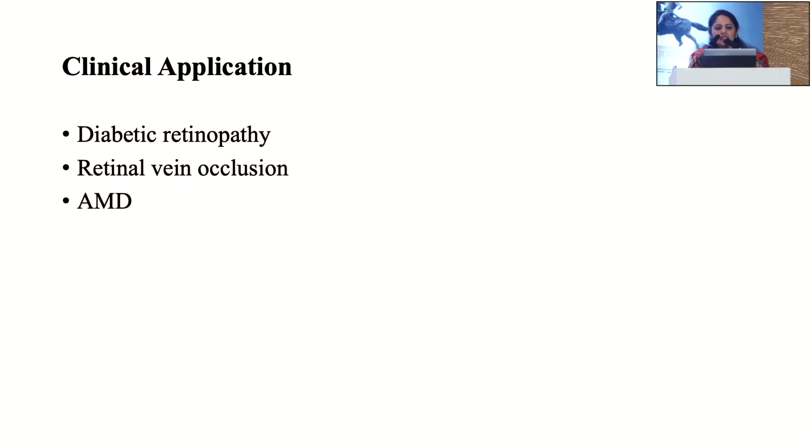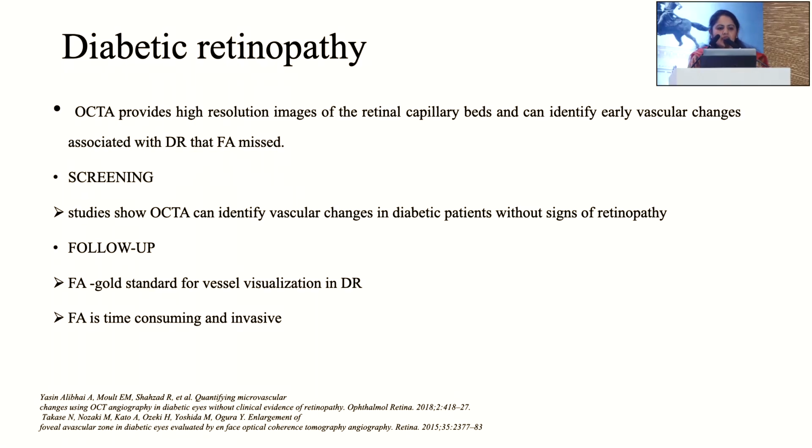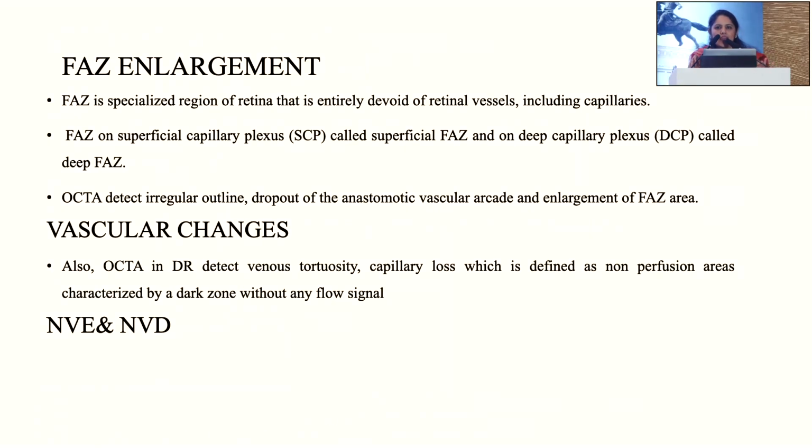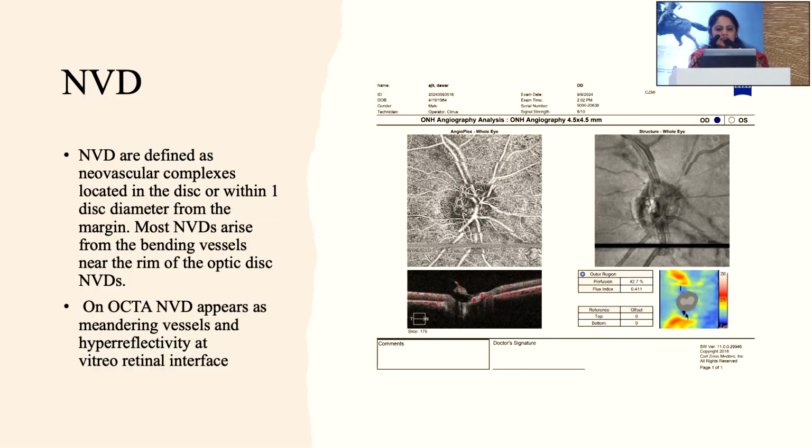Now, where do we clinically use OCTA? It can be used in diabetic retinopathy, retinal vein occlusions, and AMD. Now, how is it used? OCTA, because it is non-invasive, can be used for screening as well as follow-up in patients. In diabetics, we can see an enlargement of the FAZ or other vascular changes. Like here, you can see that NVD can be very well appreciated on OCTA as meandering vessels, and there is hyperreflectivity at the vitreoretinal interface.